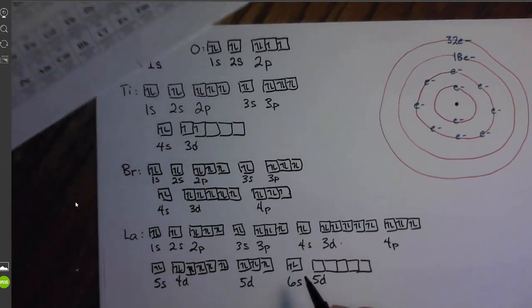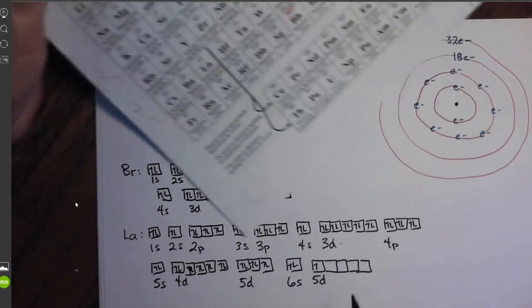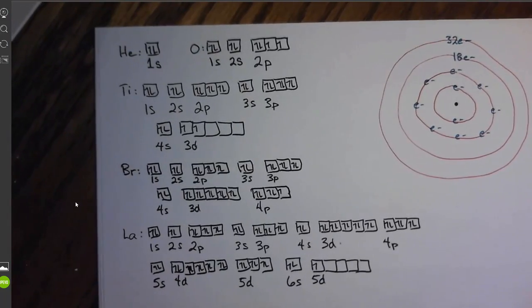So there are the 2 electrons for cesium and barium, and lanthanum just needs 1 electron in 5D. Okay? And so that's the orbital notation for lanthanum.